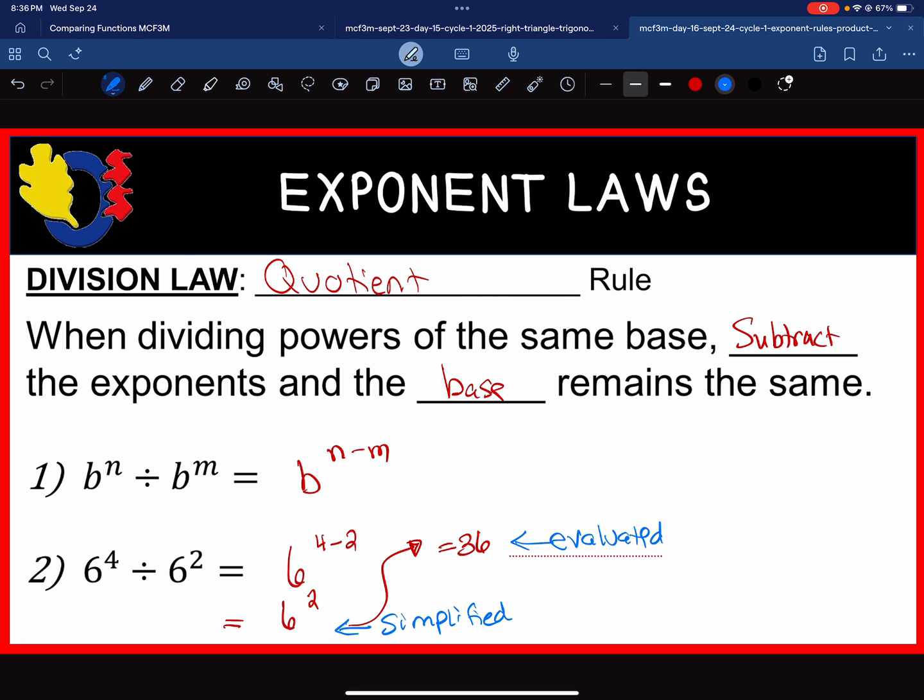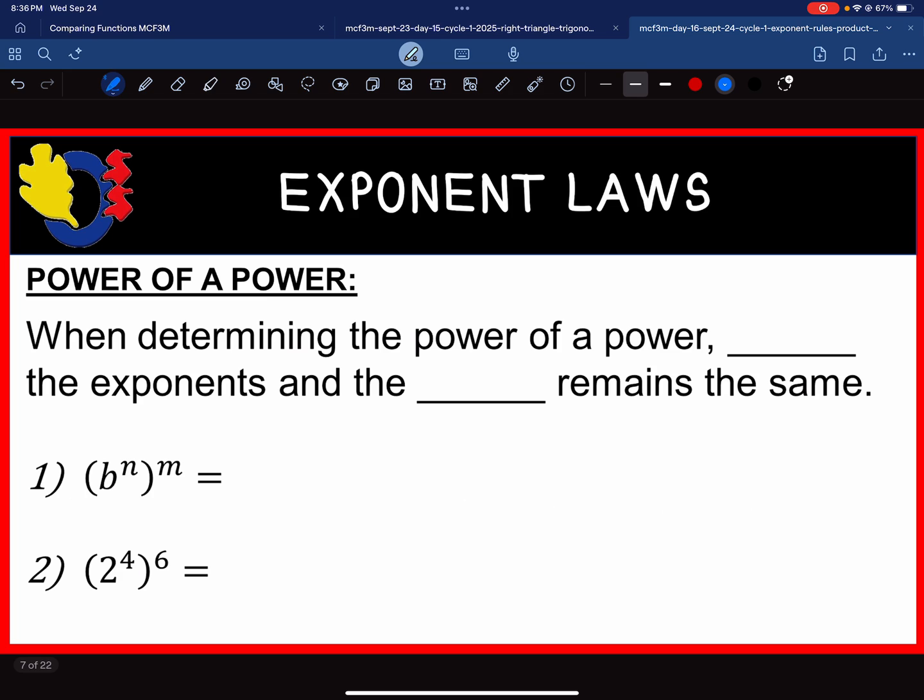Okay, let's take a look at our next and final rule. So it's the power of a power rule. So this time we multiply the exponents and the base remains the same. So b is our base for the first example, n times m. Okay, next we have 2 as the base and then 4 times 6.